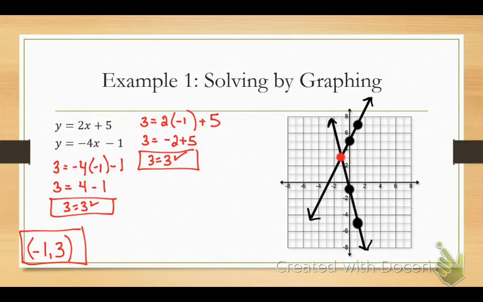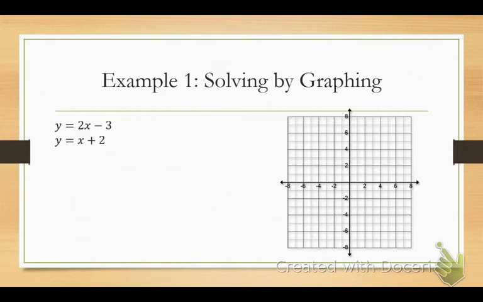Any questions on this? Okay, so you're graphing a line just like you graphed in chapter 4, except now you're doing 2 and you just see where they cross. That's all you're doing. All right, let's look at this next system of equations. y equals 2x minus 3 and y equals x plus 2. All right, are they both ready to graph? Yeah.